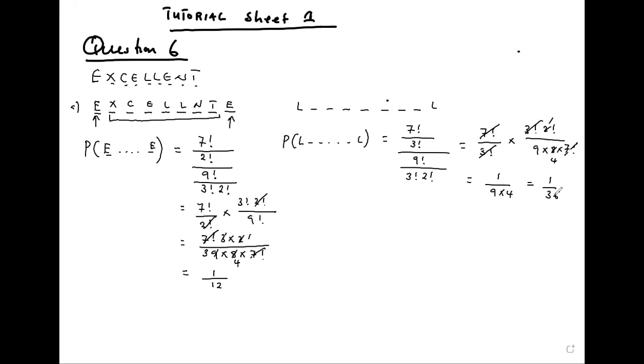Now the probability of starting with E or starting and fixing L is the sum of the independent probabilities. 1 over 12 plus 1 over 36. So we get 36 down, 12 into 36 is 3, plus 1, so we get 4 over 36. And this is 1 over 9. That is the probability that was required there.